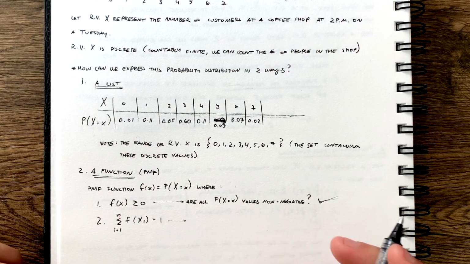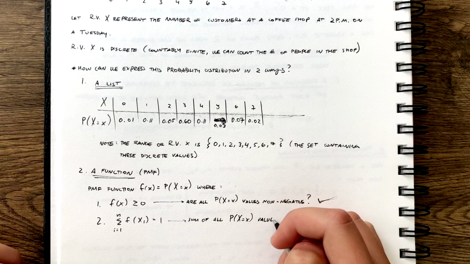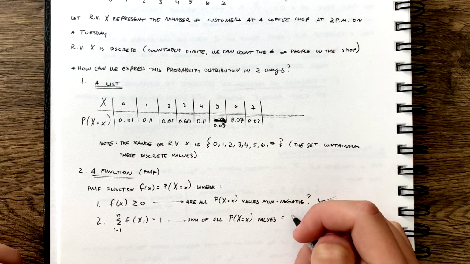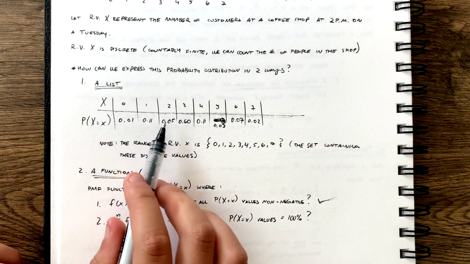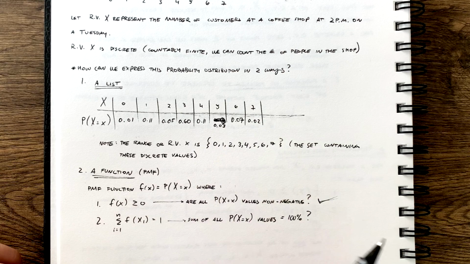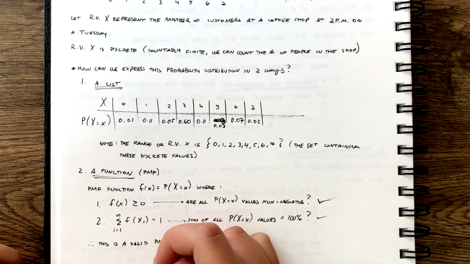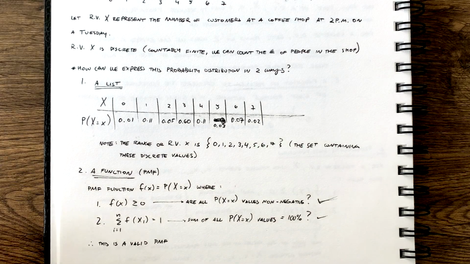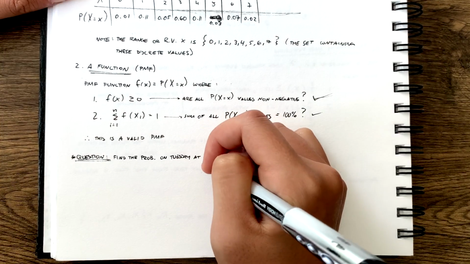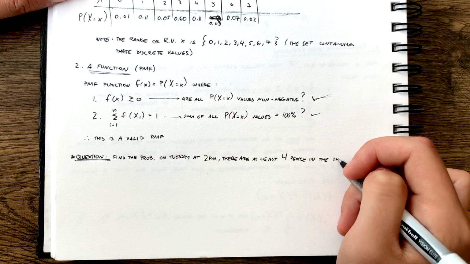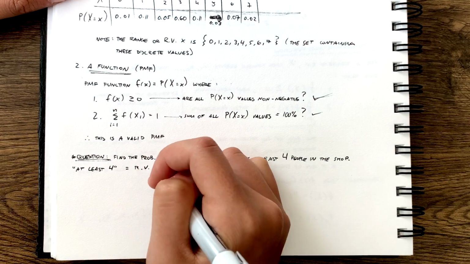Secondly, we want to make sure that the total probability statement is true. So we can go back to our list, sum all the values that make up the probabilities for their corresponding discrete random variable values, and see that they do sum to 100%. So we can say that this is a valid PMF. So let me pose a question. Let's say we want to find the probability that on Tuesday at 2 p.m. there are at least 4 people in our coffee shop. So how do we figure this out?